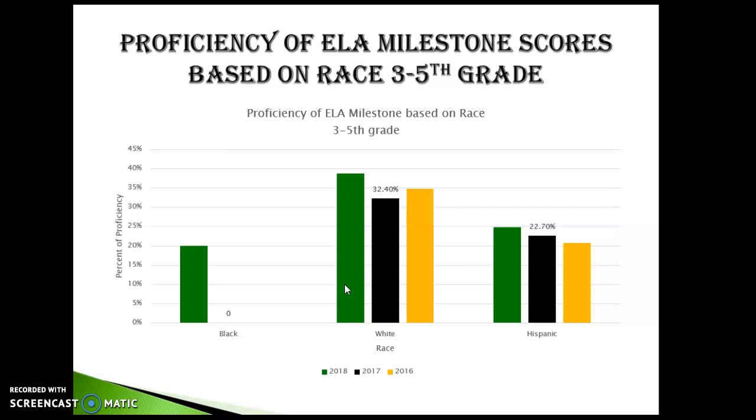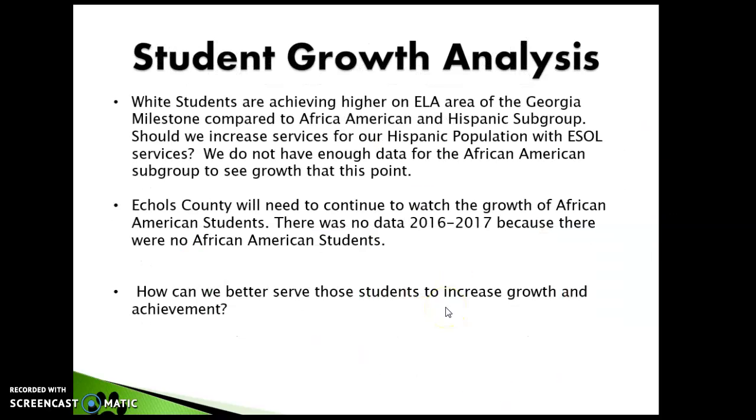So, as you can see, though, there is a huge difference between our white population and Hispanic population on proficiency levels. And this makes me question, is it we're not serving our Hispanic students correctly? Are they not being tested correctly? Do we need to look into more ESOL services? And I kind of sum this graph up on the next slide. So white students are achieving higher on the ELA area of the Georgia Milestone compared to African American and Hispanic subgroups.